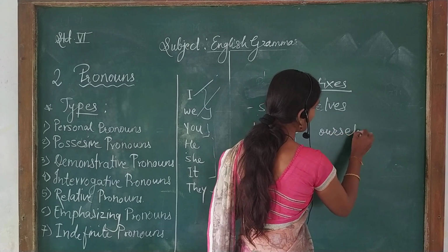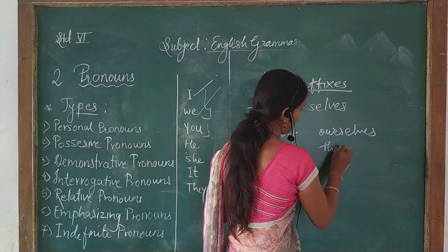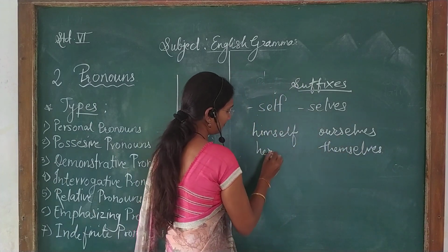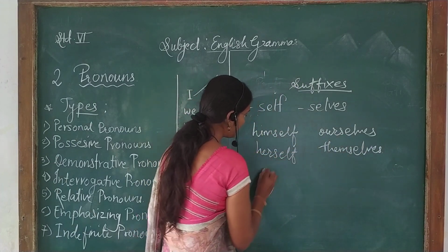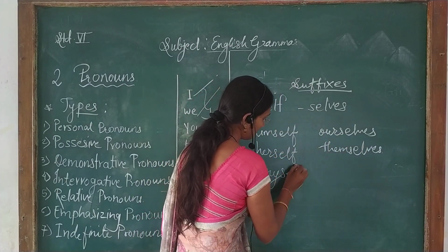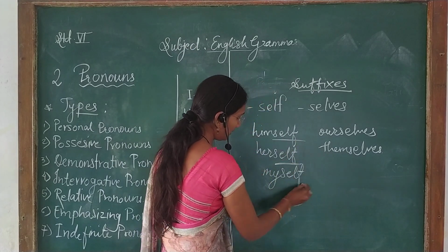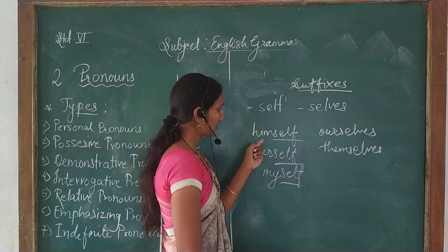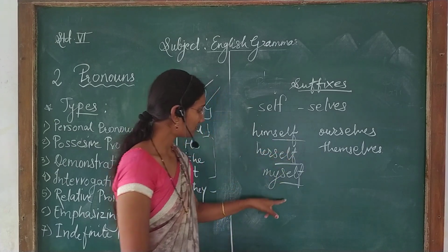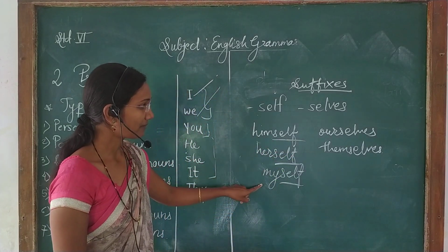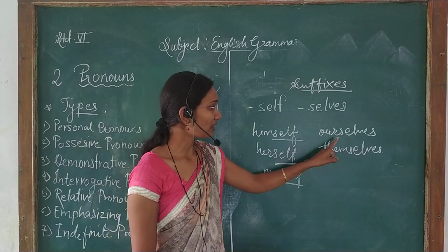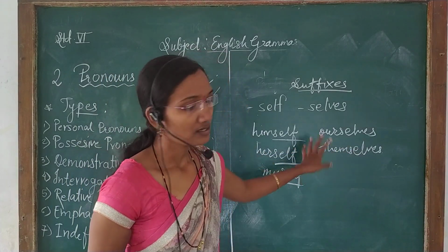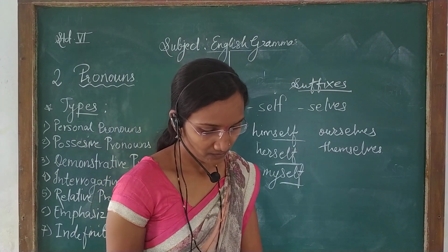So that time, that is called emphasizing pronoun. Ourselves, themselves, like this, herself, myself. So here you can see I have joined self at the end, okay, as a suffix to him, her, my, okay. Here the selves, to are them, okay. So such words are called emphasizing pronouns.